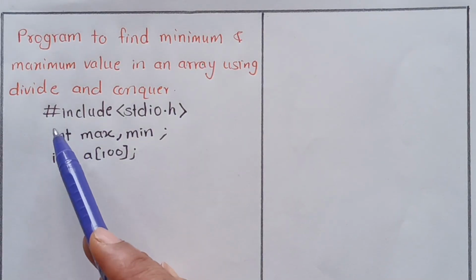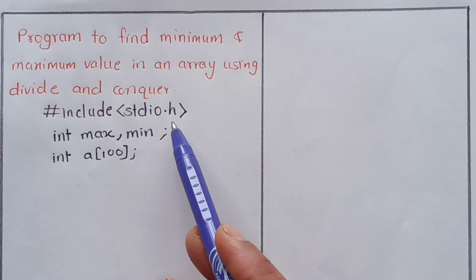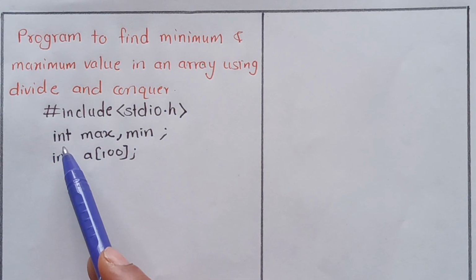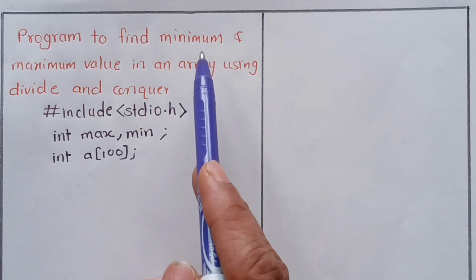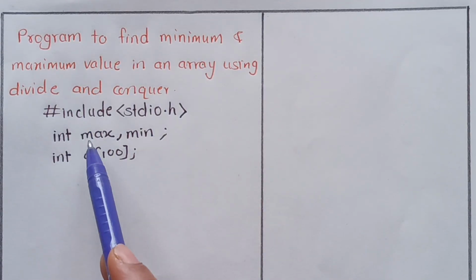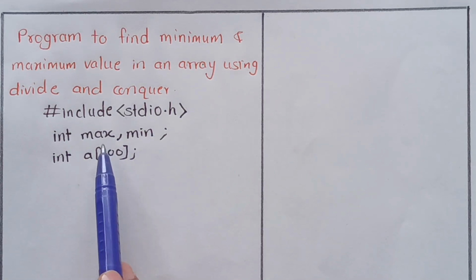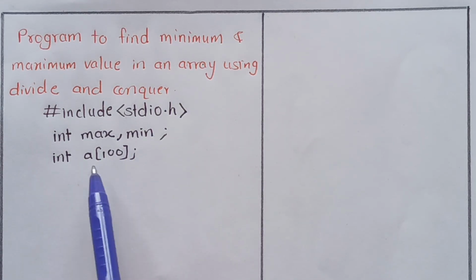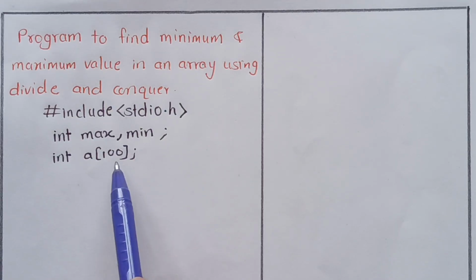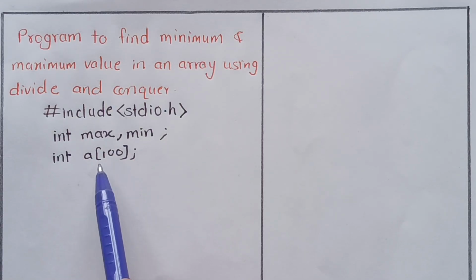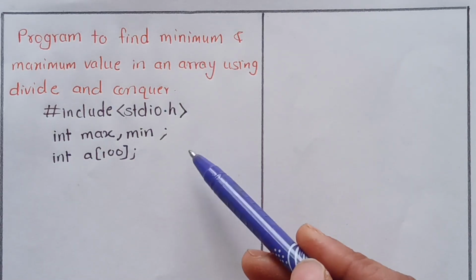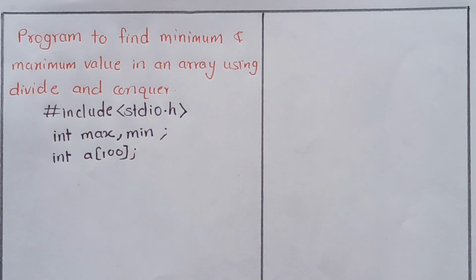So here we are including the standard input output header file. Then we have to declare two variables, max and min, because we have to find the minimum and maximum. So we are taking two integer type variables, max and min, and we have to find the min and max from the array. So you have to declare one array. The size you can give anything, here I am giving 100. Okay, a of 100. Before solving the function, we will go through the main function.